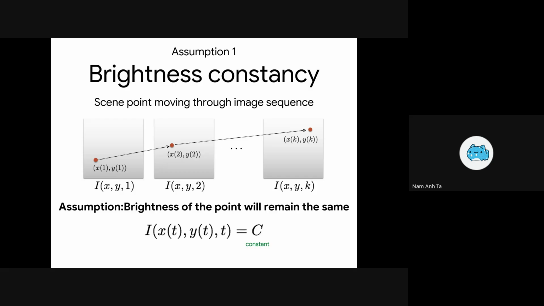So this slide will illustrate the most core and fundamental assumption in optical flow, which is brightness constancy. This states that while a point in a scene may appear at a different location over time, its brightness value or color remains unchanged. Mathematically, we can write this as: the intensity I of that point at time t is always equal to a constant.